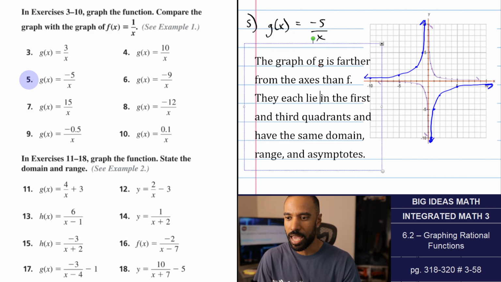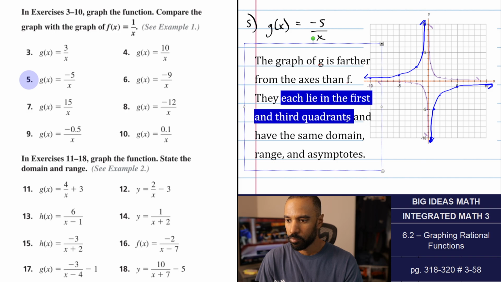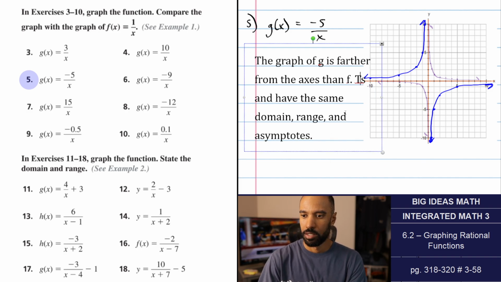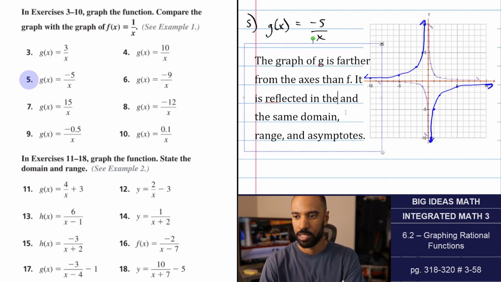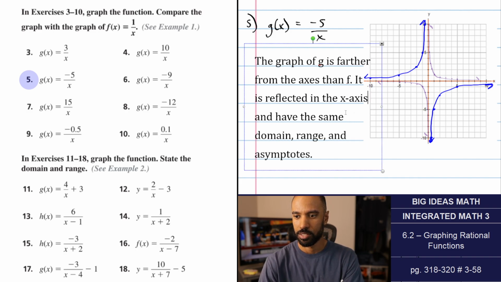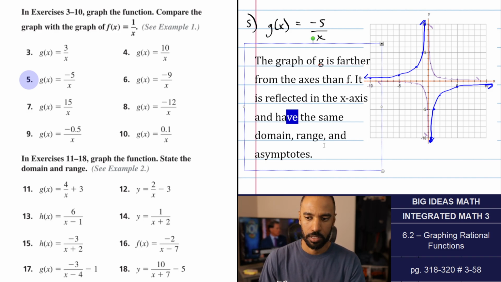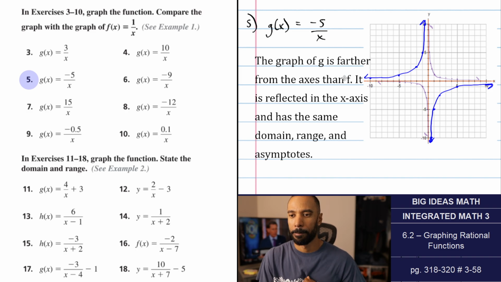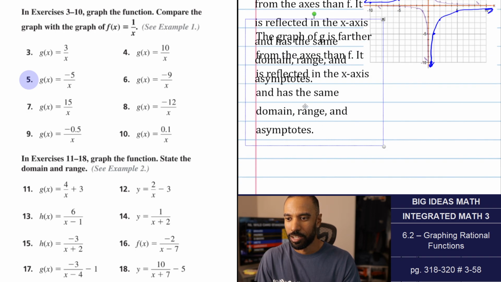Okay, so they are lying in separate quadrants. I'll just say it is reflected in the x-axis. That's what the negative will say to me. It is reflected in the x-axis and has the same domain, range, and asymptotes. Okay. Number 6 would also probably have the same information, so I'm going to get that prepped on the side.